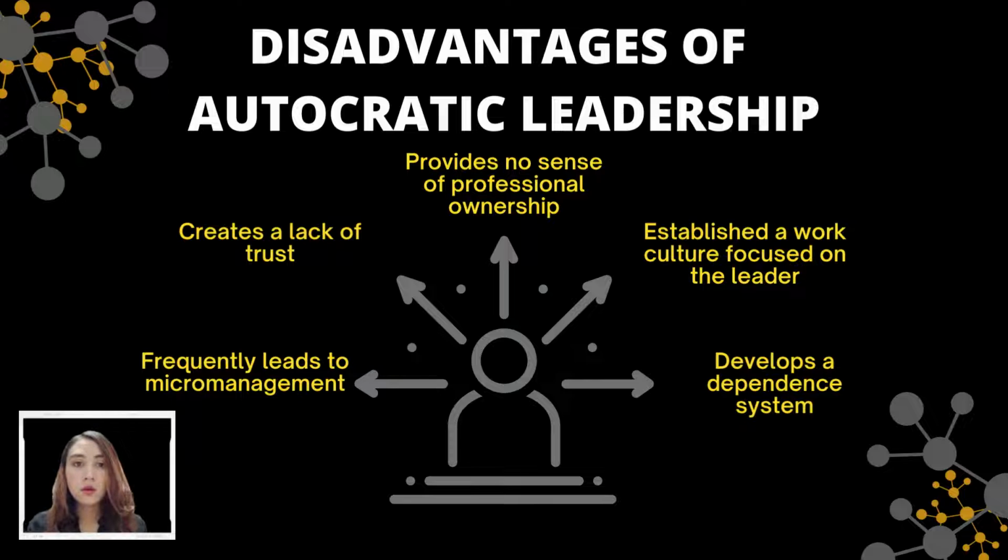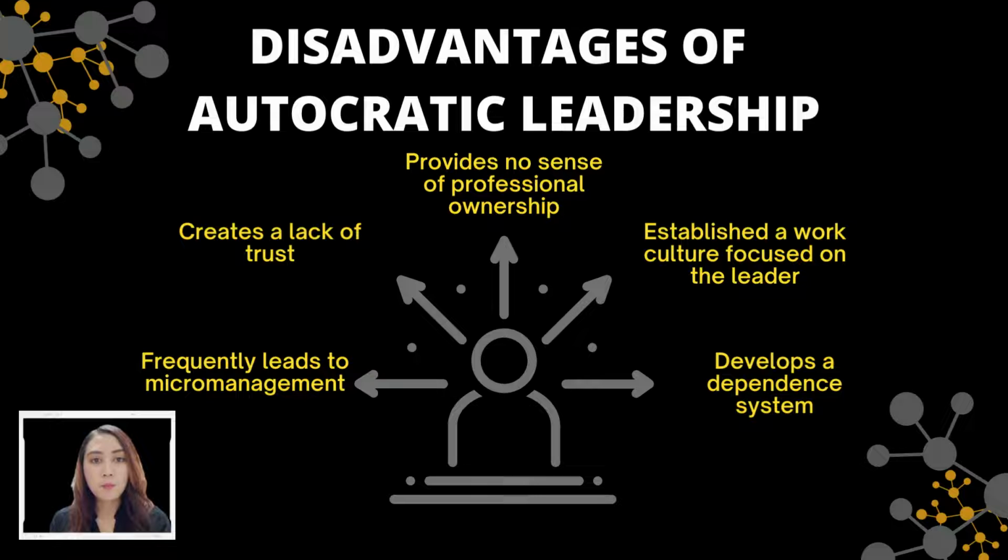Next, it establishes a work culture focused on the leader. When an autocratic leader is ethical and motivated to establish a fair working environment, there can be a lot of benefit for employees in the organization. However, if the leader has poor ethics and refuses to ensure equality, no one can truly hold that person accountable. Because the work culture is primarily founded on the leader's ethics and morality, a negative working environment is unlikely to change. Lastly, it develops a dependent system.